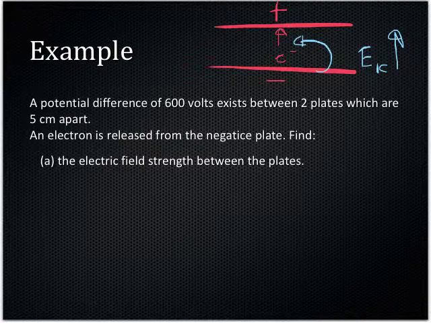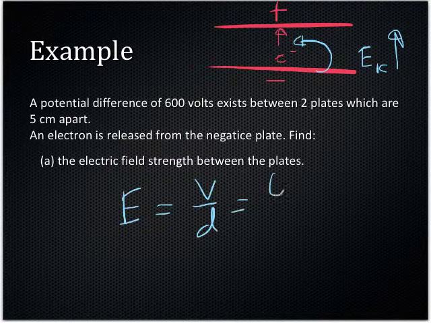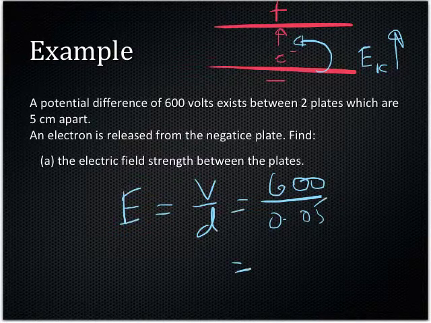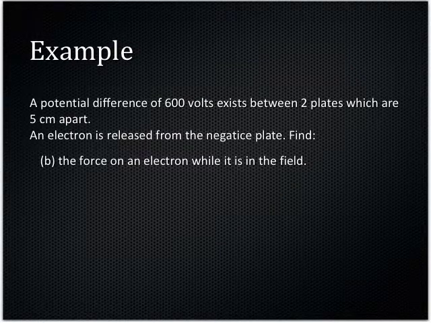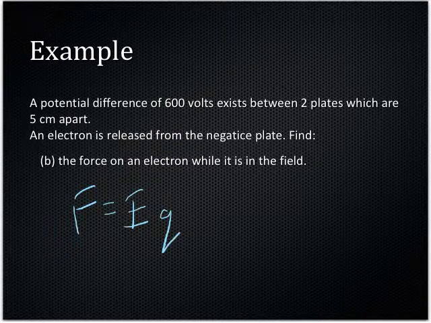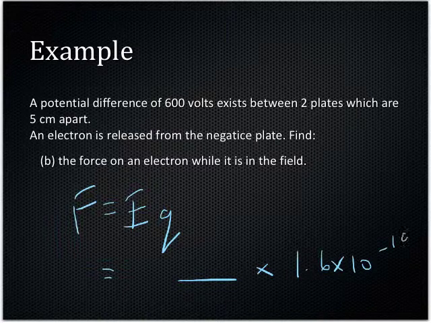What's the electric field strength between the plates? Well, it's going to be E equals V over d, because we know the voltage and we know the distance between them. What's the force on the electron while it's in the field? Well, you could do F equals EQ, so you grab your answer from before and multiply it by 1.6 times 10 to the minus 19 for the electron.